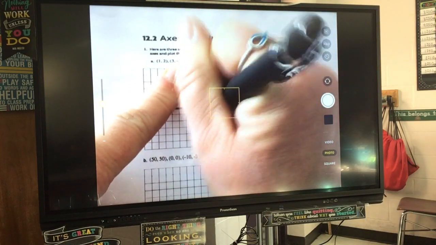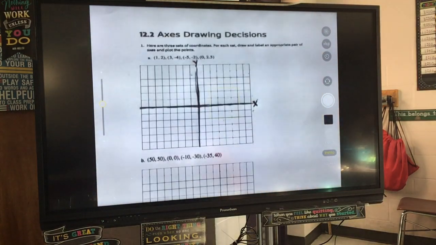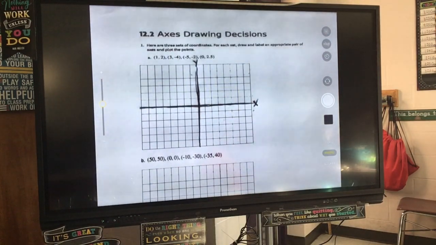If I could draw a straight line, that would be fantastic. All right, so now we have our X and our Y axis. Now that we have that, does that change everything? And are we able to essentially plot these points that they gave us?